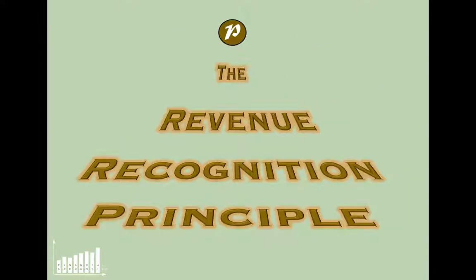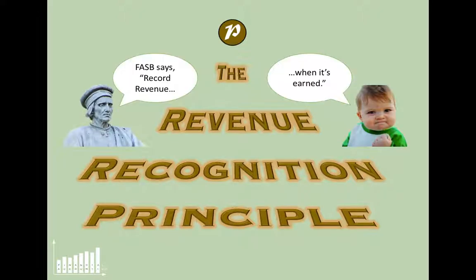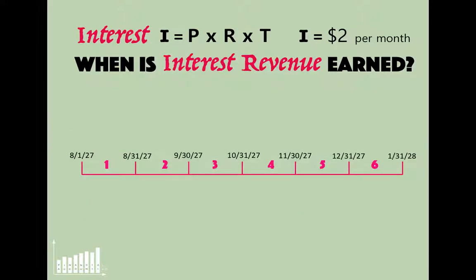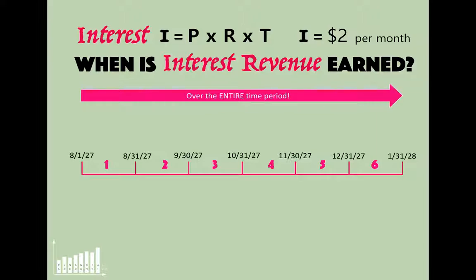Now, we all know the revenue recognition principle tells us that revenue needs to be recorded when it's earned. And so in this situation, when is revenue earned? When is this interest revenue earned? Well, it's actually earned over the entire time period. Because from August to January, Mr. Moneylater has our money, essentially. He owes us money, and we're charging him interest on what he owes us. And so we're going to earn it little by little as time passes. And so we're going to earn $2 of interest revenue each month.